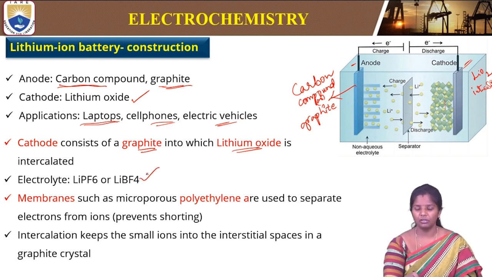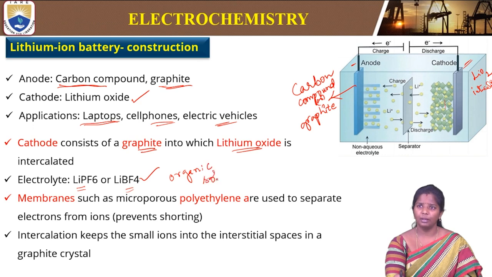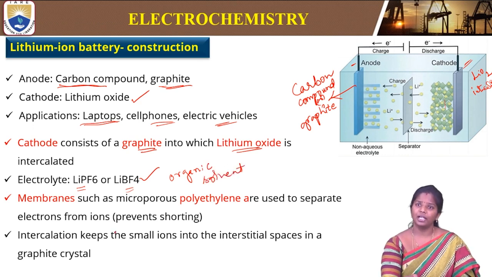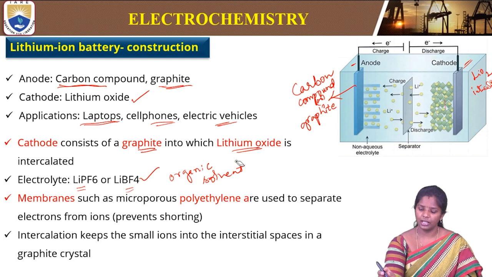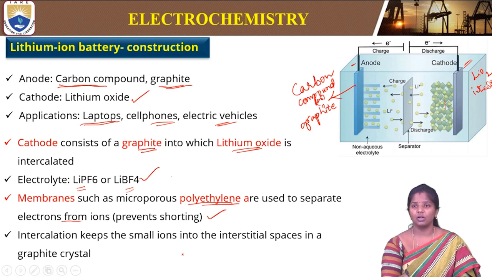So it also has an electrolyte, lithium phosphate fluoride and lithium borofluoride. So these are the electrolytes. Generally, organic solvents are used for the application in lithium ion batteries. There are some membranes, such as microporous membranes, that are used as a separator. So what are the membranes used? Polyethylene is used to separate the electrons from ions. So that also prevents the shorting of the device.